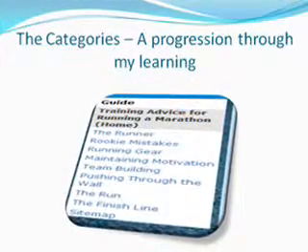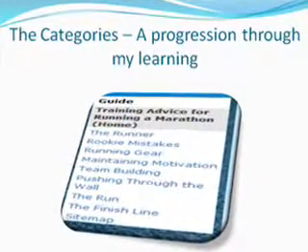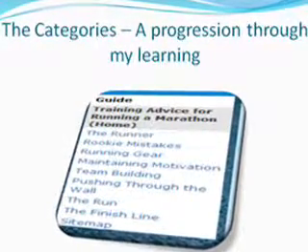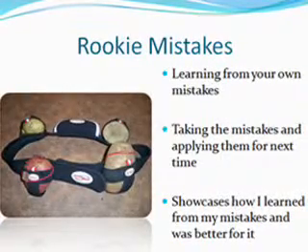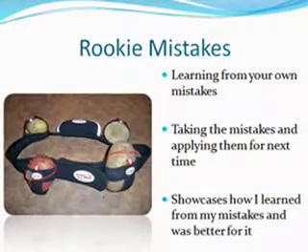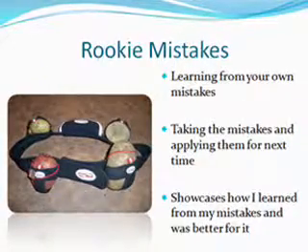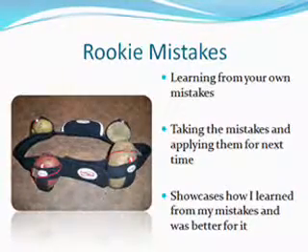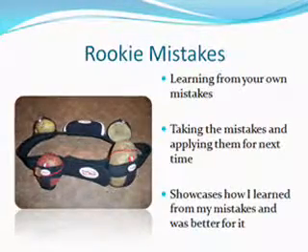For my categories, I chose to break down my learning experience into 7 categories. These categories all relate to my experiences regarding marathon training and relate to my experiences in the MET program. My first category is called rookie mistakes. This includes things like running too fast at the beginning of a run, or eating the wrong foods before a run. What happens is you make these mistakes and you learn never to do them again.